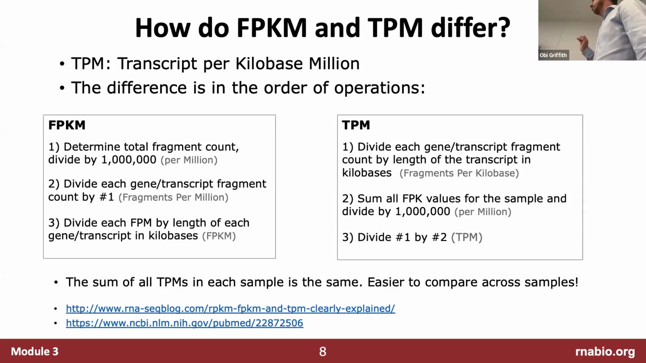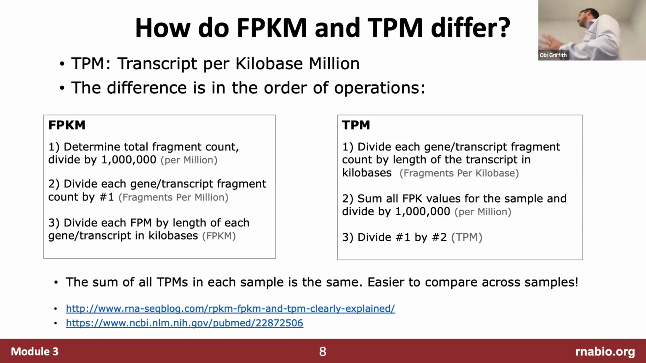So both of them are normalizing per million reads of library. Both of them are normalizing per kilobase of transcript or gene size. They're just doing it in a subtly different way that has an important consequence. And that consequence is that the sum of all the TPMs in every sample where you calculate TPMs is the same. So the way the TPM formula is set up, when you add up all the TPMs for a library, they add up to 1 million. And it's not true for FPKM.